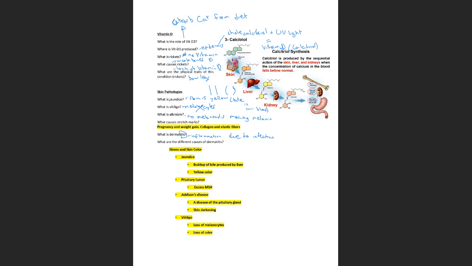So dermatitis is inflammation of the skin or the dermis. Okay. So different causes of dermatitis. We have jaundice that we already talked about. It's yellow color based because of this buildup of bile.